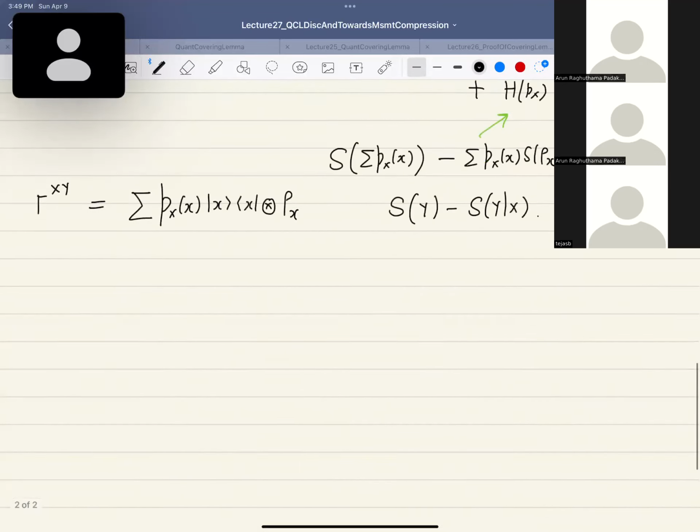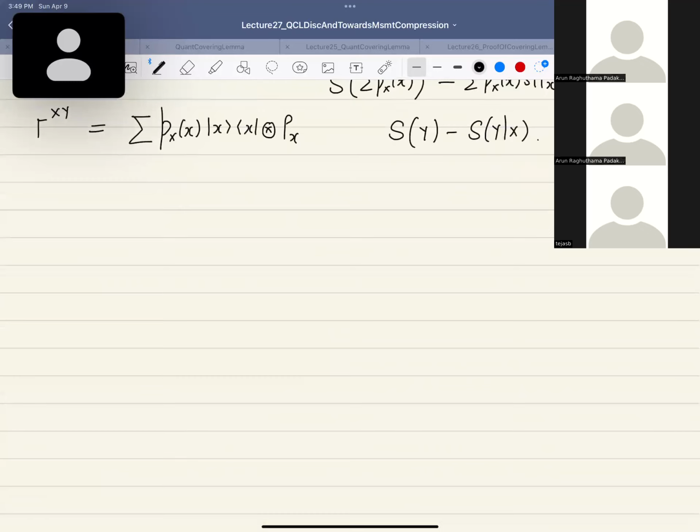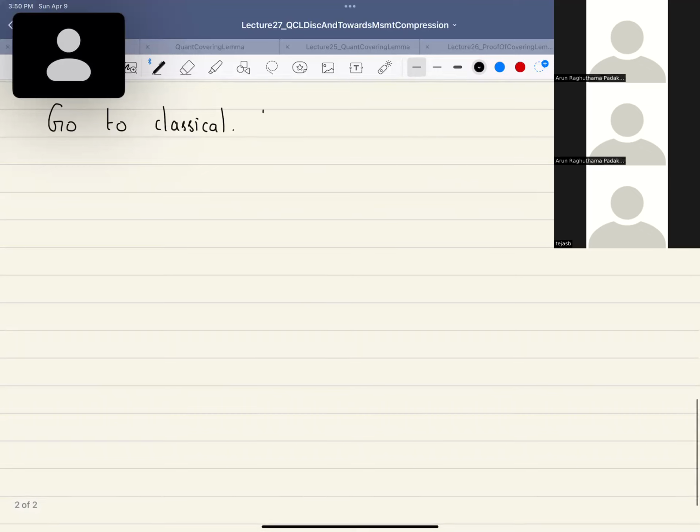So I will now give you a little bit of intuition on this covering lemma. I was kind of stating this that day when I was discussing with Tejas, so I'll elaborate a little bit. So go back to the classical. What is the scenario? Let us just fix some arbitrary X and Y and P_XY. P_X denotes its marginal, P_Y denotes its other marginal, P_Y given X denotes its conditional. Let's just fix this.